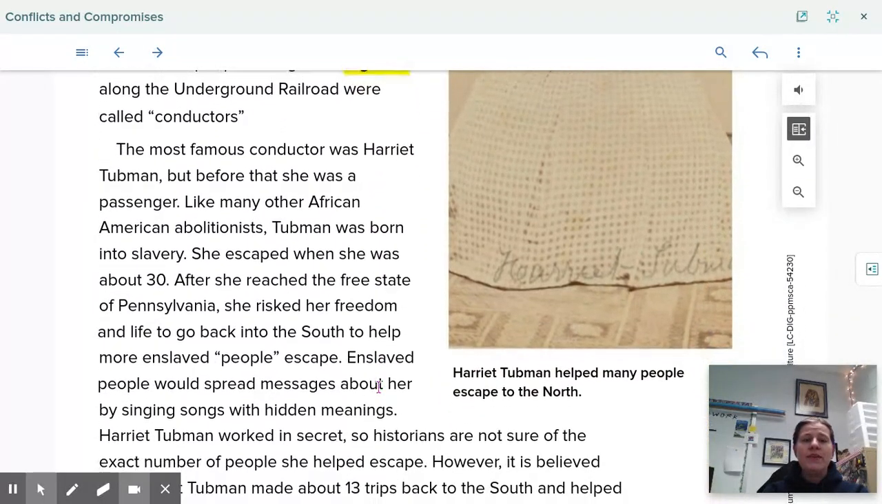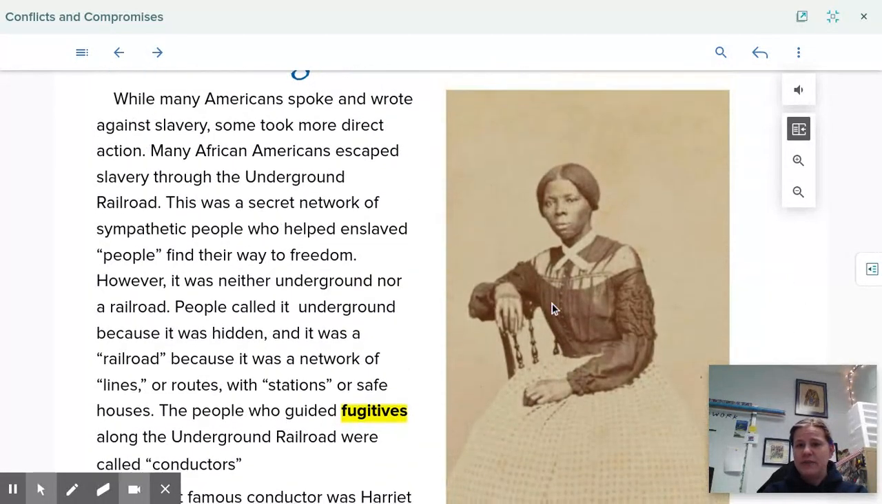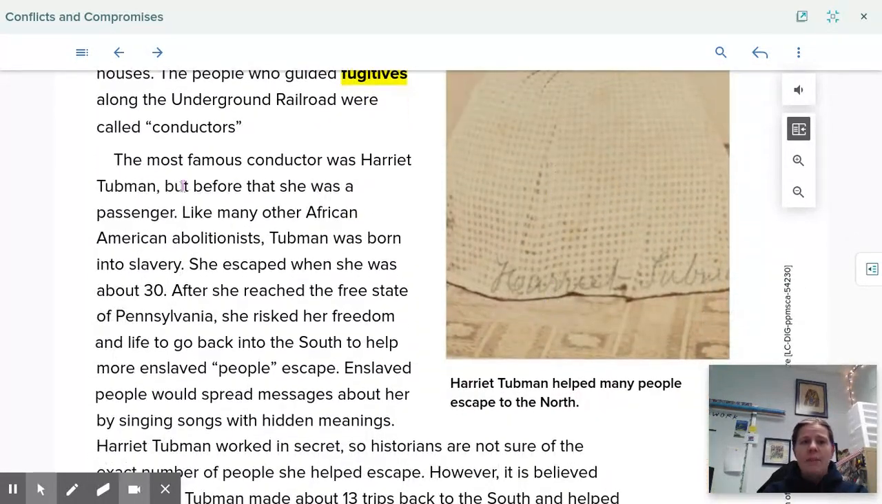The most famous conductor was Harriet Tubman, and so she's pictured here. But before that, she was a passenger. So she was an escaped slave. Like many other African American abolitionists, Tubman was born into slavery. She escaped when she was about 30. After she reached the free state of Pennsylvania, she risked her freedom and life to go back into the South to help more enslaved people escape.